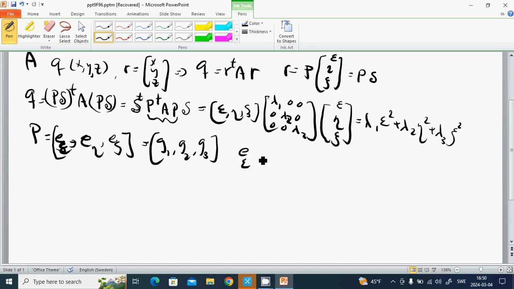E epsilon equals G1, E eta equals G2, and E zeta equals G3. Then we know that they are transformation vectors. Okay, it is all about this.